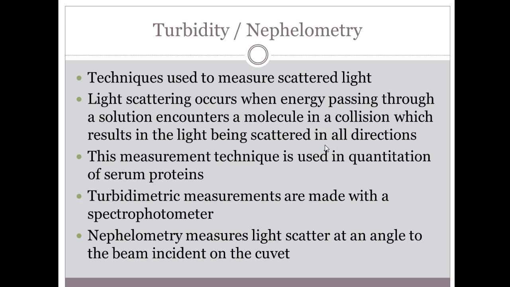So if we have an antigen-antibody type of situation occurring, it's going to create, I don't want to say blob per se, but a molecule that will, when light hits it, scatter the light. So the more of those molecules we have, the more light scatter there will be. So nephelometry measures light scatter at an angle to the beam incident on the cuvette. Don't worry, I have a picture.